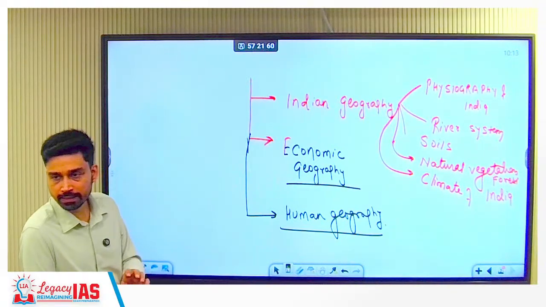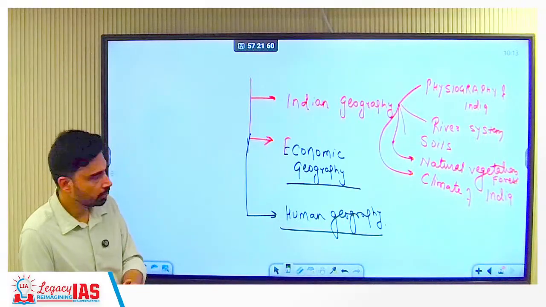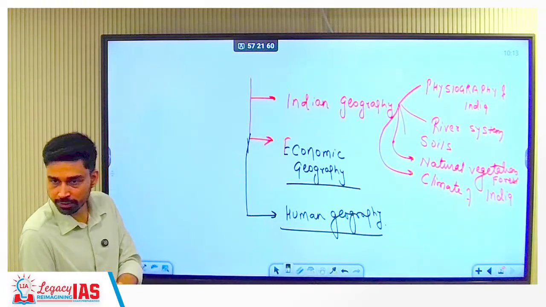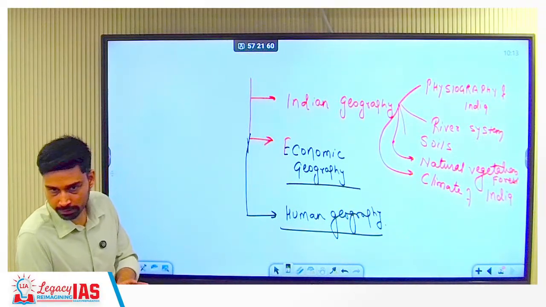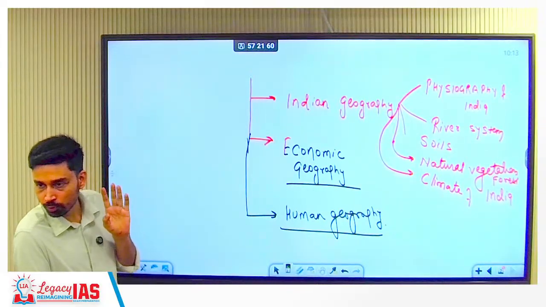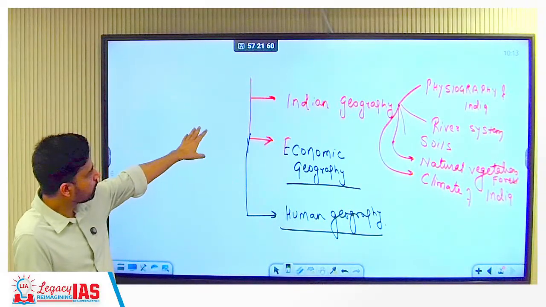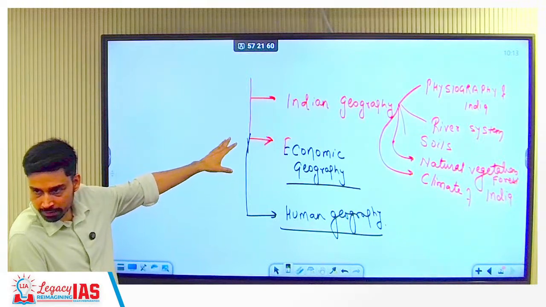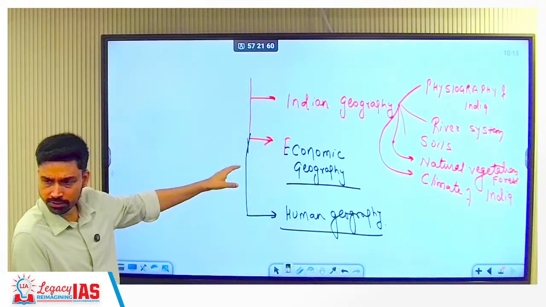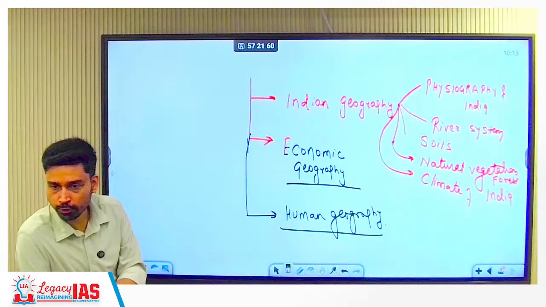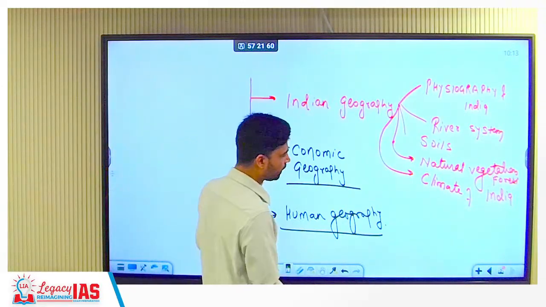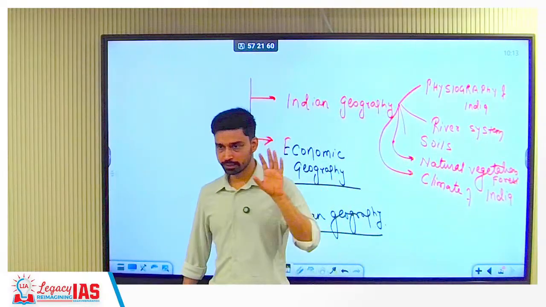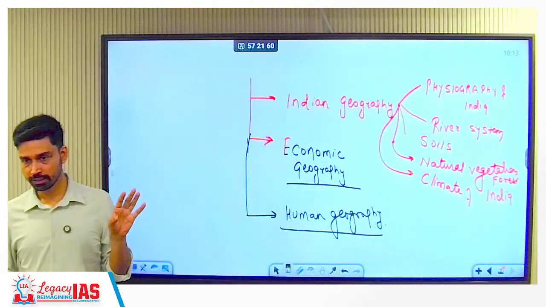Understood? That means the entire syllabus we can divide into how many sections? Total we have 4 sections. First is physical geography. Second is Indian geography. Third is economic geography. And fourth is human geography. I told you roughly 65% is the physical geography part. About 25 to 30% is Indian geography. And around 15% is the weightage of economic geography and human geography, considering all the stages: prelims, mains and interview. So you have got a basic understanding of the syllabus.